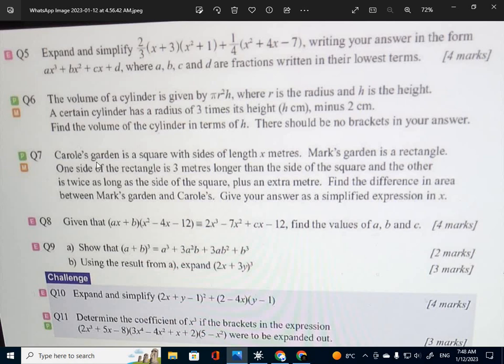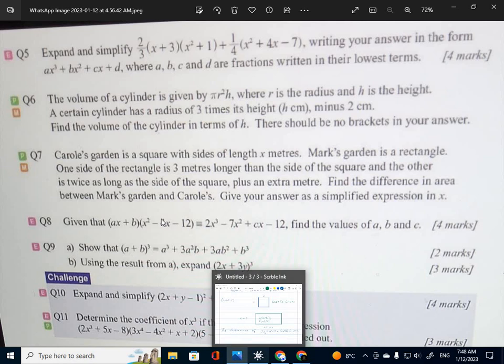Question number 7 says: Carol's garden is a square of side x meters and Mark's garden is a rectangle. One side of the rectangle is 3 meters longer than the side of the square, and the other side is twice as long as the side of the square plus an extra meter. Find the difference in area between Mark's garden and Carol's garden. Give your answer as a simplified expression in x.